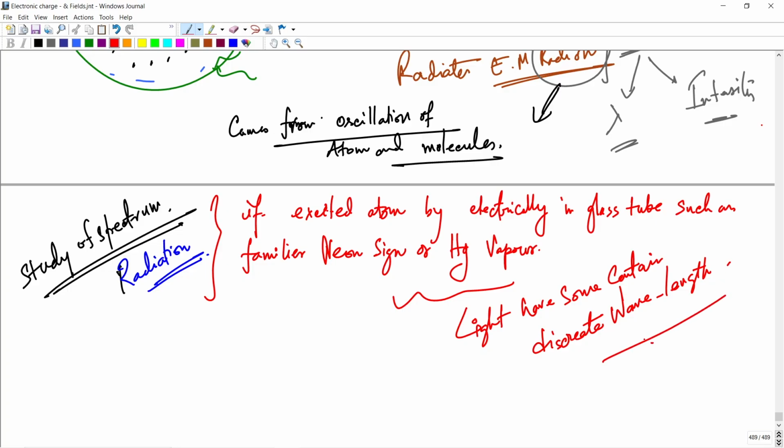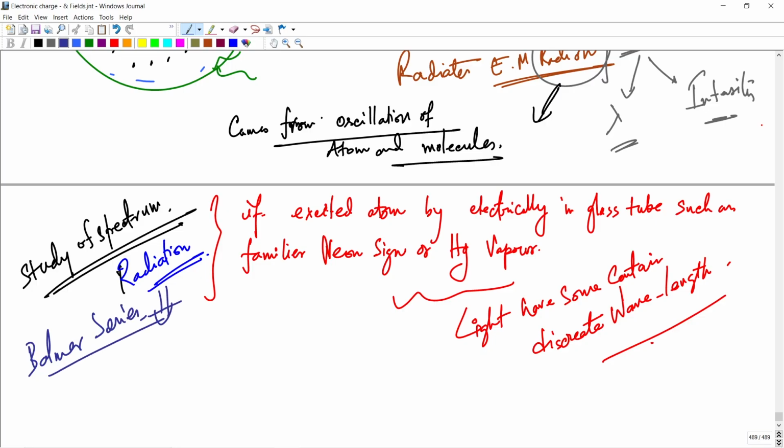So we study the spectrum radiation of the hydrogen atom, which is the Balmer series. Further, we study it in more depth in this chapter. So what is the Balmer series? The study of the spectrum radiation of the hydrogen atom by the Balmer series is a very important study.